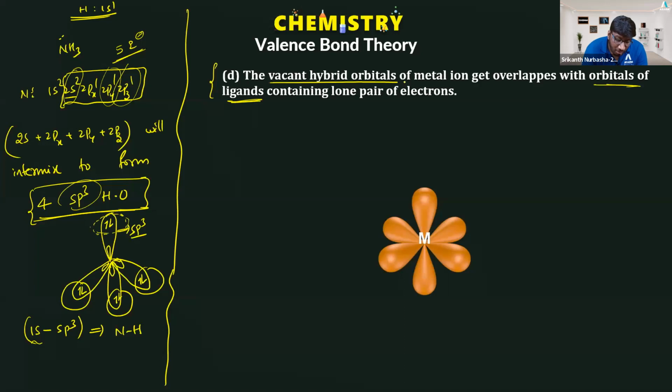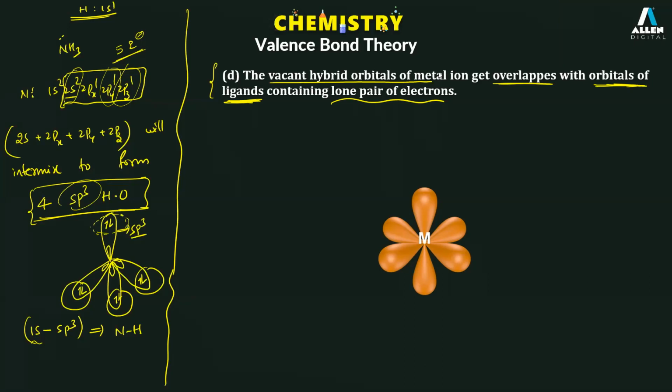The vacant hybrid orbitals of the metal. We have just now seen how the hybrid orbitals in the metal are formed. These vacant hybrid orbitals of the metal overlap with the orbitals of ligands, orbitals of ligands containing a lone pair of electrons. That means lone pairs of electrons are not present simply on the atom; they have to be present in some orbital. The orbitals of ligands containing lone pairs of electrons will overlap with the vacant hybrid orbitals of the metal. If the ligand is ammonia, which orbital is having the lone pair of electrons on ammonia?